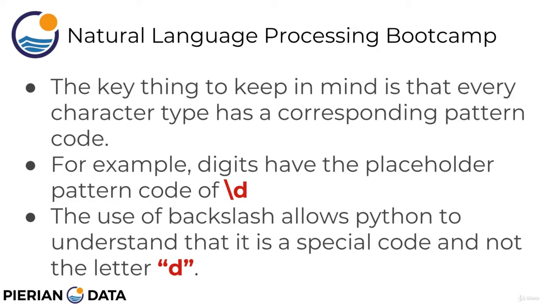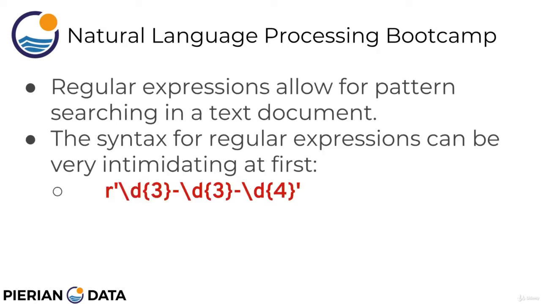So the key thing to keep in mind is that every character type has a corresponding pattern code. For example, digits have the placeholder pattern code of \d. The use of backslash allows Python to understand that this is a special code and not the letter d. You can then combine this with other special character codes in order to find any sort of pattern you can think of. So if we take a look back at this example, all this is actually saying is find 3 digits, then a dash, then another set of 3 digits, then another dash, and then a set of 4 digits, which is the format of a phone number.